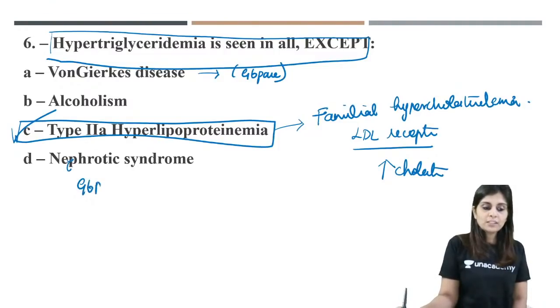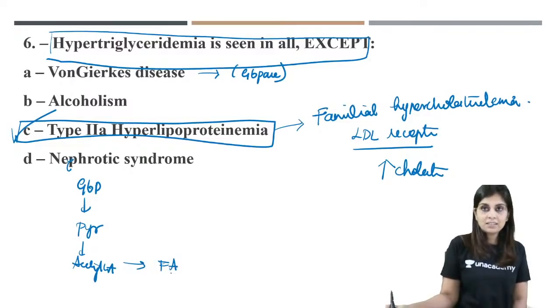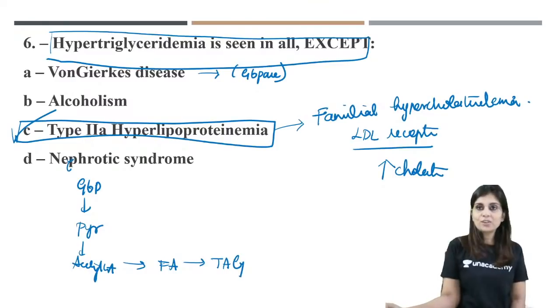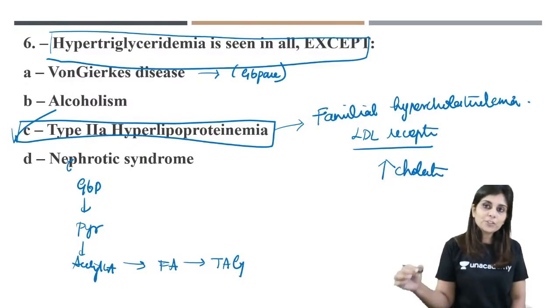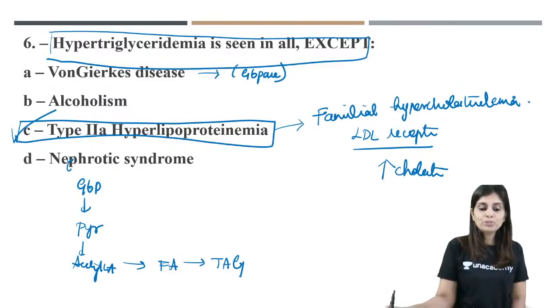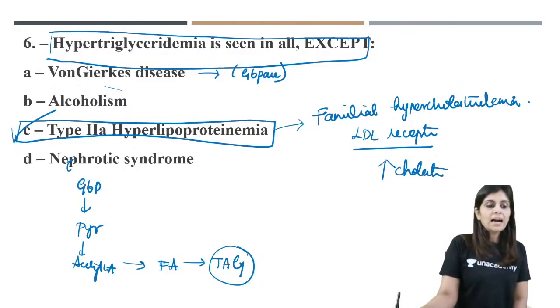So glucose 6-phosphate gets into glycolysis. It forms pyruvate. Pyruvate becomes acetyl-CoA. Acetyl-CoA will be used for fatty acid synthesis. Fatty acid has to be stored as triacylglycerol. So please remember, even if they ask you about von Gierke's disease, you should know that it presents as hypertriglyceridemia.